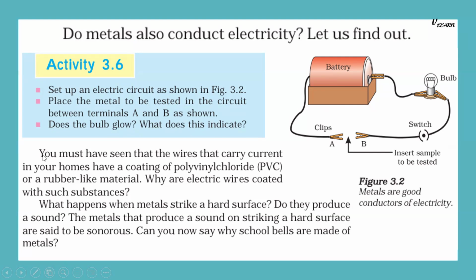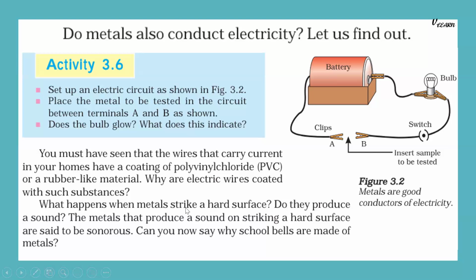Another thing is, you must have seen that wires are usually coated with polyvinyl chloride or rubber-like materials, because metals are good conductors of electricity. If it is not coated with polyvinyl chloride or rubber-like materials, if you touch the copper foil or a copper wire, you can easily get an electric shock. That's why it has been covered. Polyvinyl chloride or rubber-like materials will not conduct electricity. That's why we are coating the metals with polyvinyl chloride or rubber-like materials.